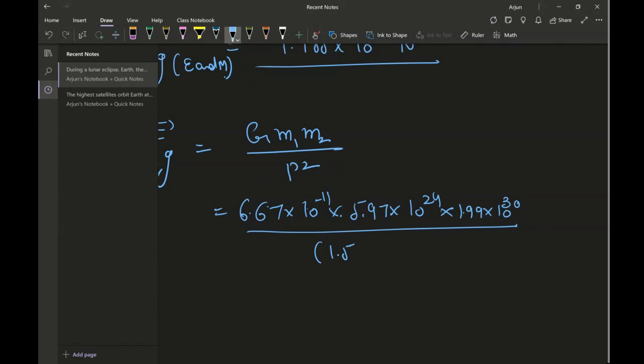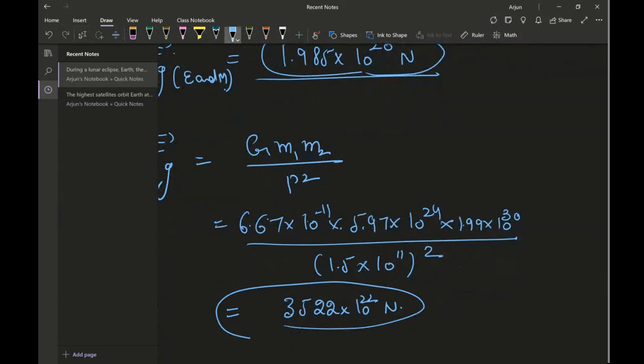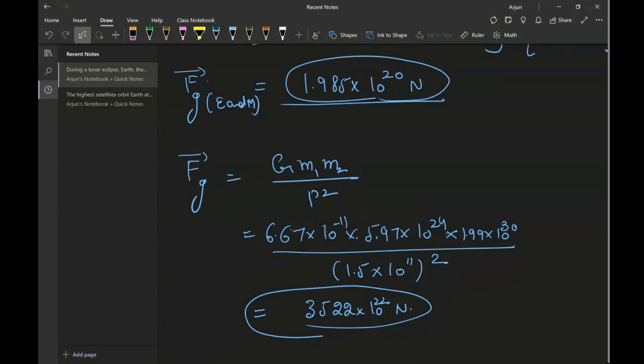Divided by the distance between the Earth and the Sun, so 1.5 times 10 raised to the power 11, close the bracket, square it, and then you will get the number as 3.522 times 10 raised to the power 22 newtons. The previous force was 10 raised to the power 20 newtons, and this force is way more than the force exerted by the Moon.